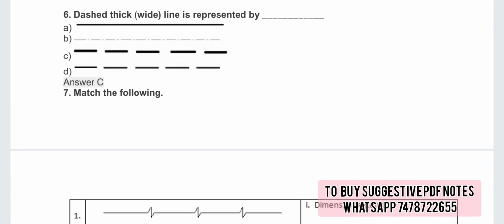Question number 6. Dash thick white line is represented by four lines. There are one long thick line, one long short, one thick break line, one thin break line. The answer is C, that is thick break line.